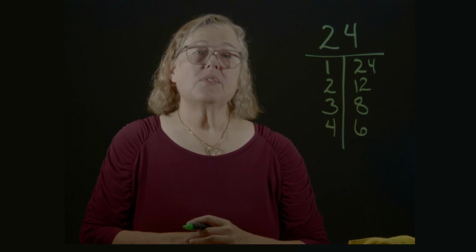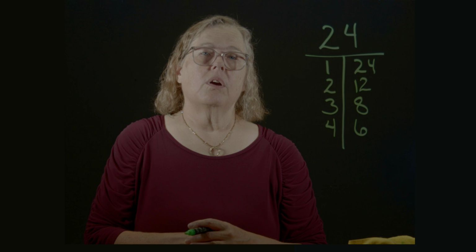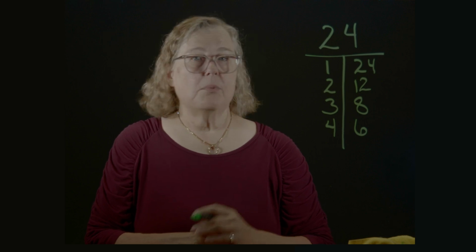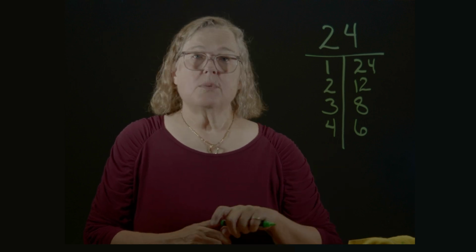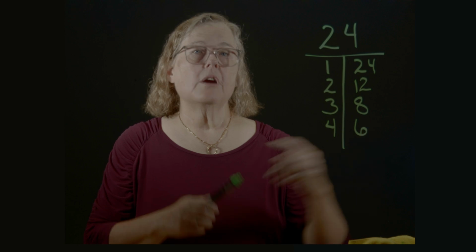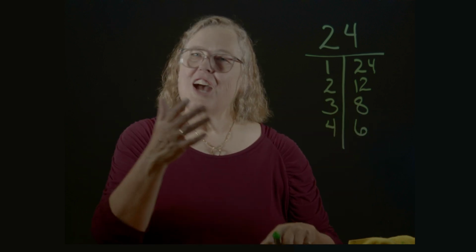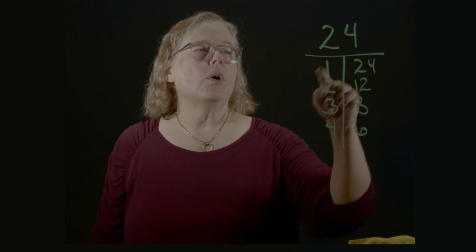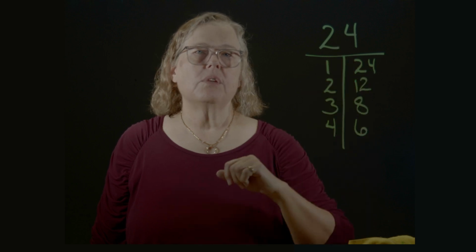And now the next one is 5. Does 5 go into 24? It does not. So I'm not going to write down 5. And next we have 6. But look, 6 is already here. We're done. Good job. Our factors of 24 is 1 times 24 equals 24.